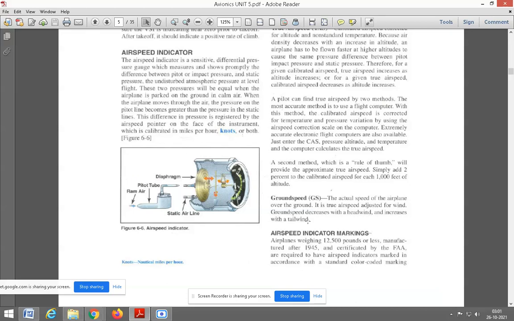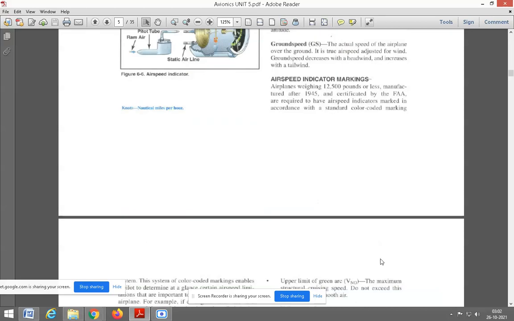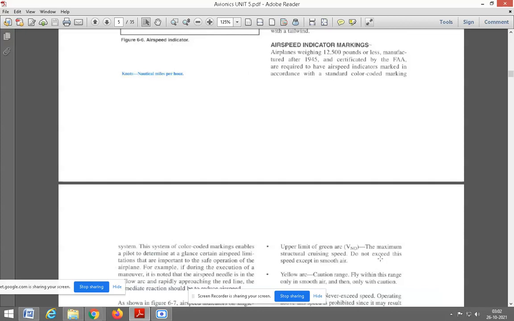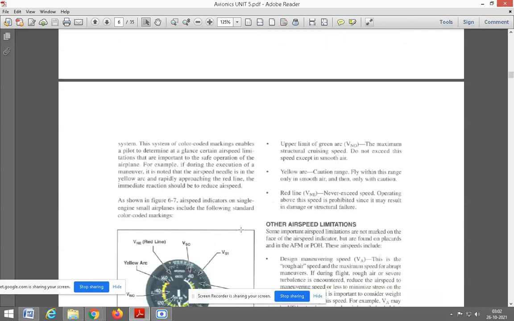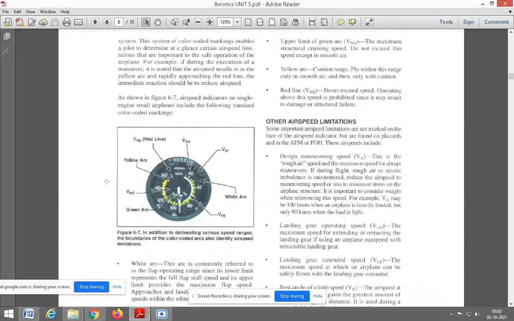This is while you are moving the aeroplane in the ground state, I mean on the ground. Okay, not flying, it is moving on the ground like a vehicle. Now airspeed indicator markings. These are the various speed ranges for the airspeed.